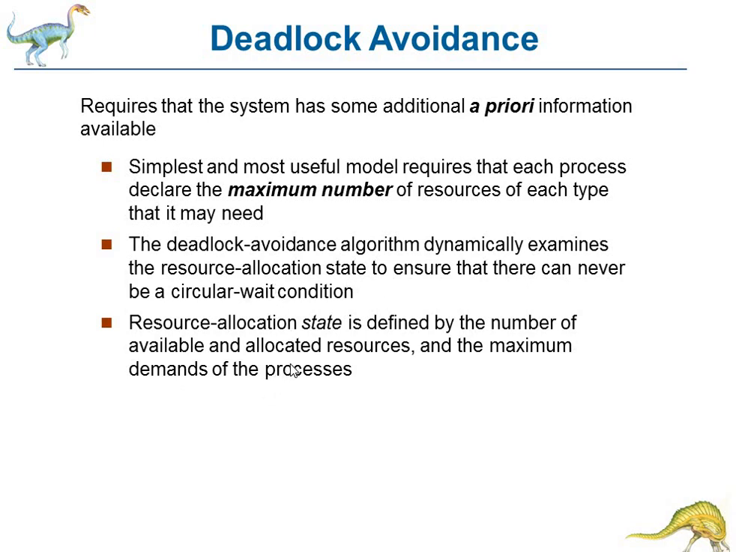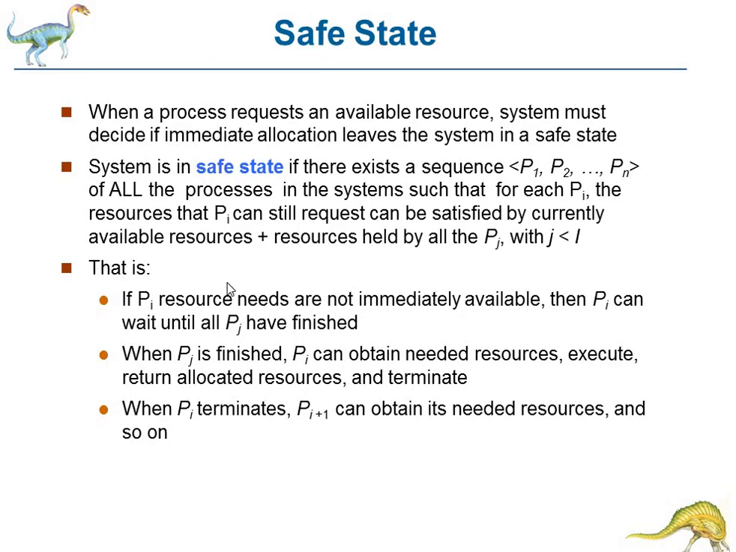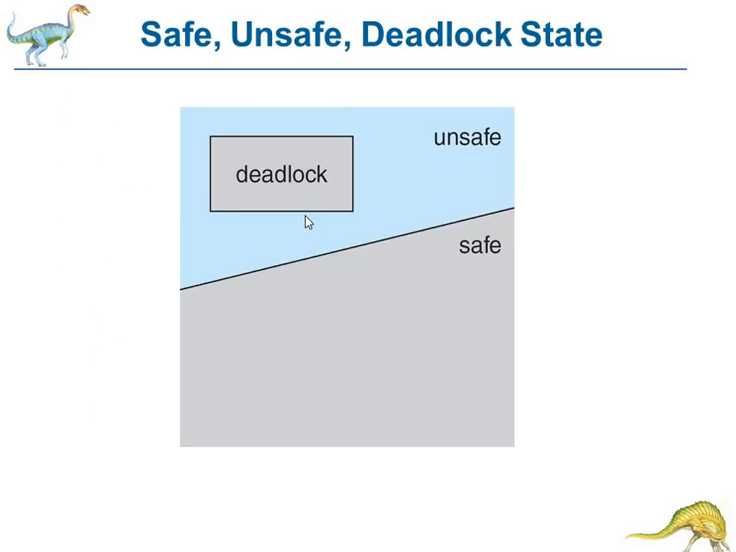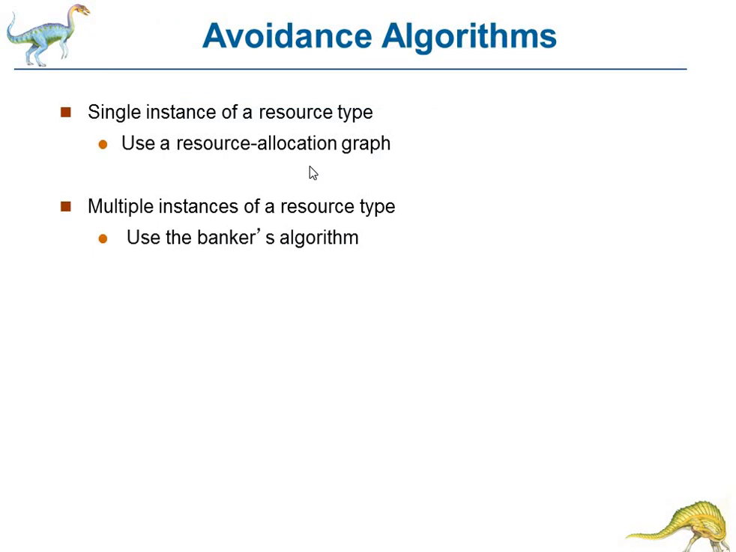In a resource allocation graph, you define the number of available and allocated resources and the maximum demands of the processes. The system is in a safe state if there exists a sequence in which all processes can still be satisfied by the currently available resources. When this condition is satisfied, your system is safe. Otherwise, your system goes to the unsafe state. When the system goes to unsafe, deadlock may occur.